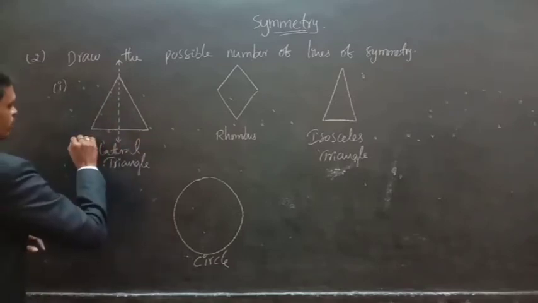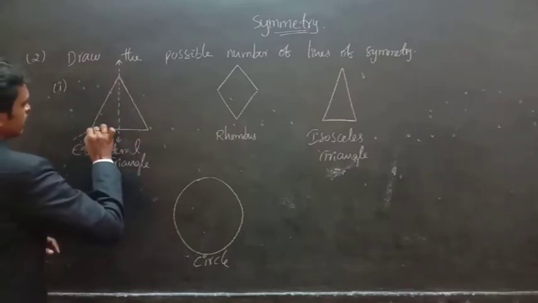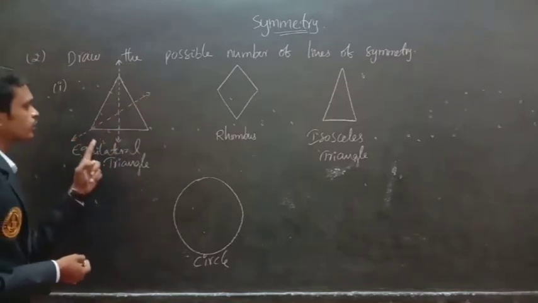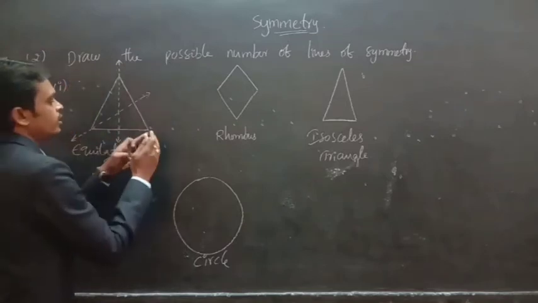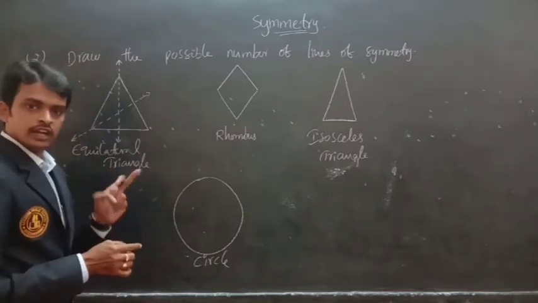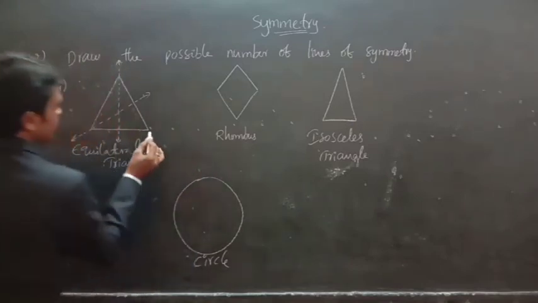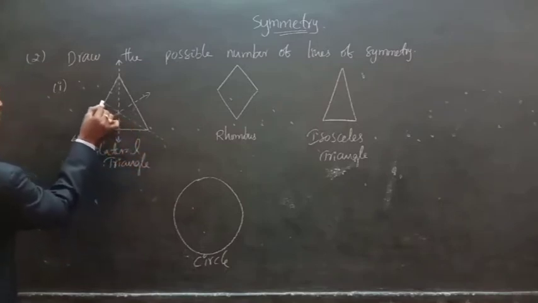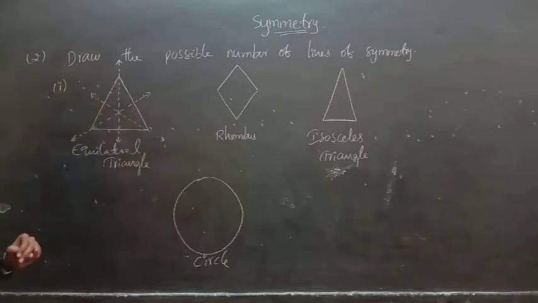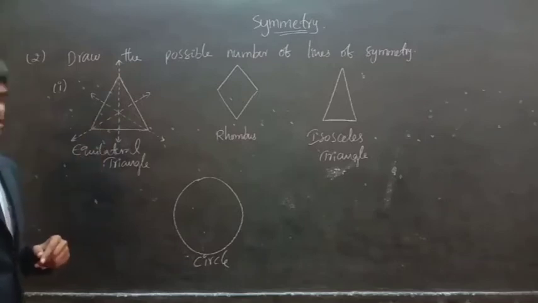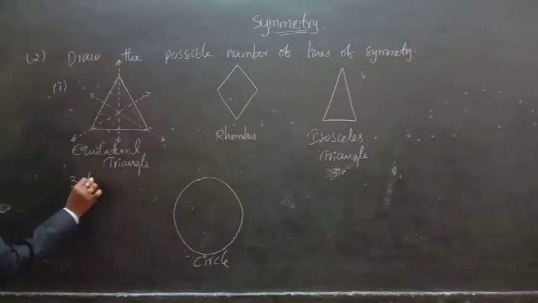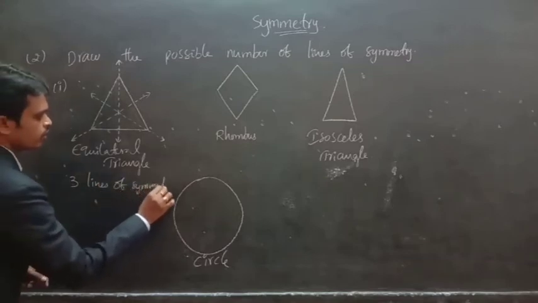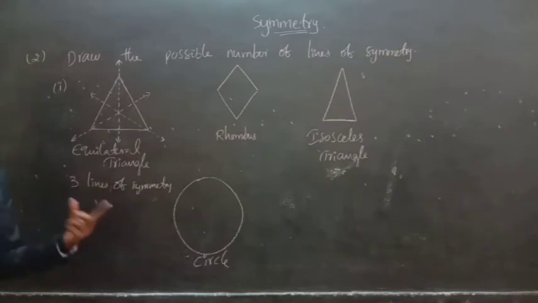Then from this vertex we can draw one more line of symmetry. After 120, if we rotate the triangle to 240 degrees, it again coincides with itself. Then like this we can draw one more line of symmetry. So the equilateral triangle has 3 lines of symmetry.